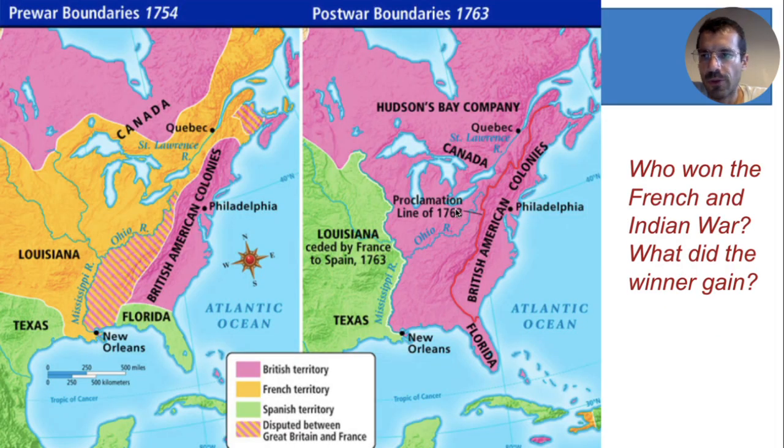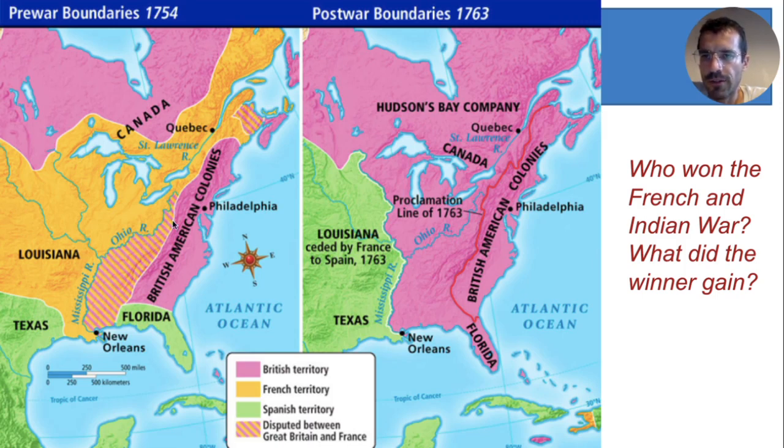And the second important effect of this war was about land. England won the French and Indian War. The colonists defeated the French. And as a result, England gained a lot of new land that had formerly been controlled by the French.